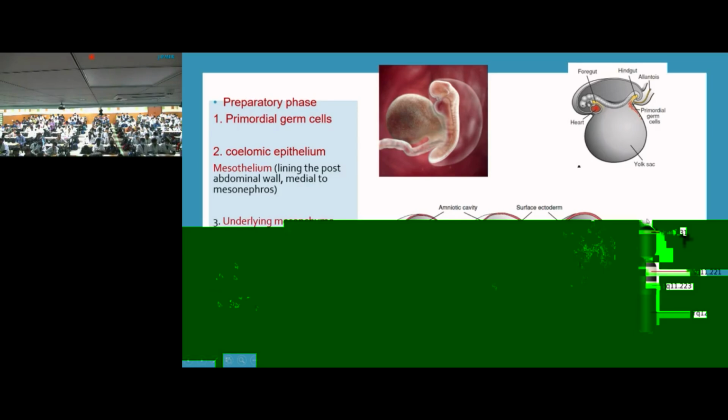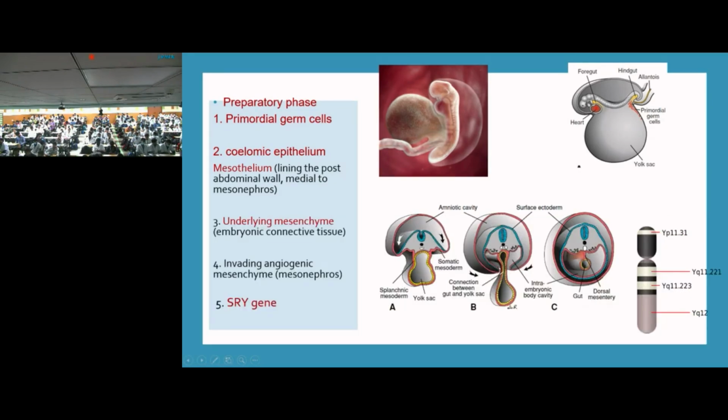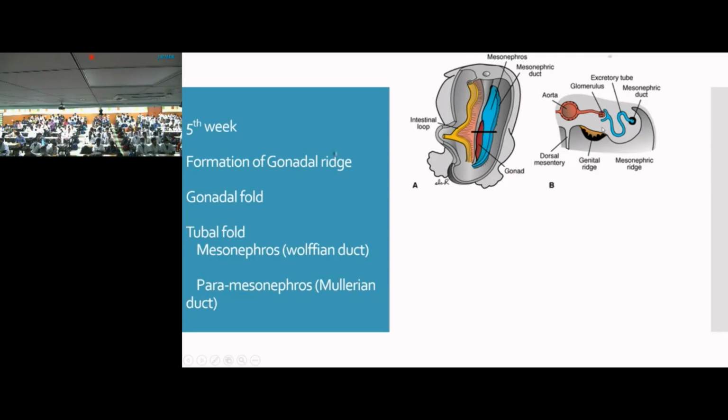This region is called the SRY, the testis determining region. This is the place which determines whether this fetus is going to be a male or a female. Okay, so we'll take this, and we are not going to take anything off of that.